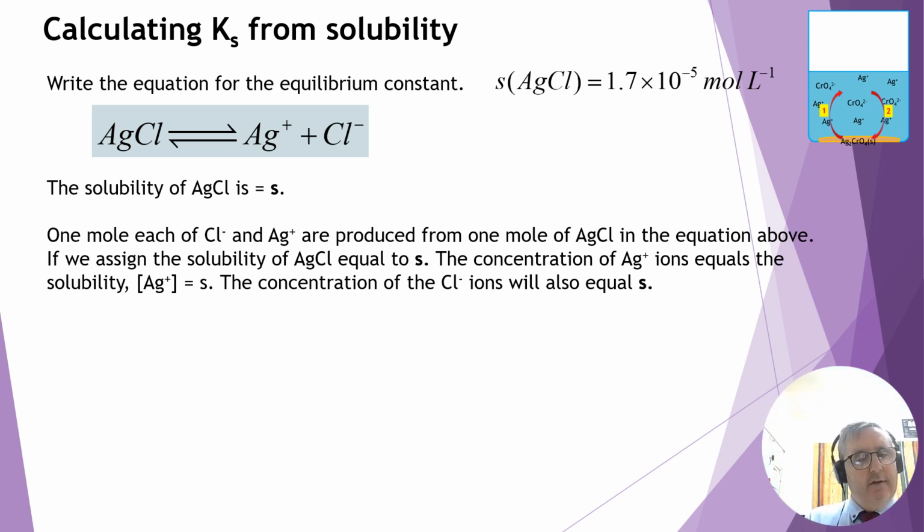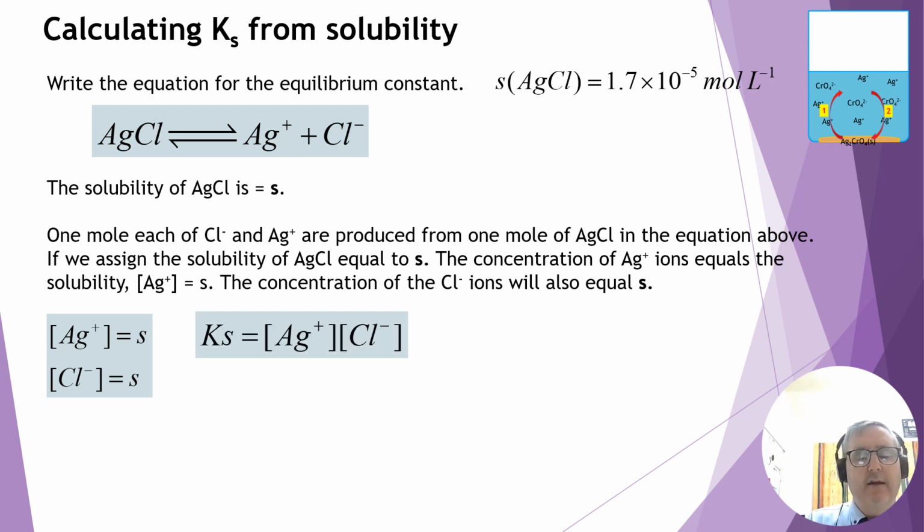So if we say that the solubility of silver chloride is S, right? So if this equals S, then the concentration of silver ions must also equal S. If we say the solubility of AgCl equals S, then the solubility of Cl minus equals S. Now, the reason we're going to say that these two things equal the solubility, which they do, is so we can do a wee bit of algebra, because we're going to draw the Ks expression for this.